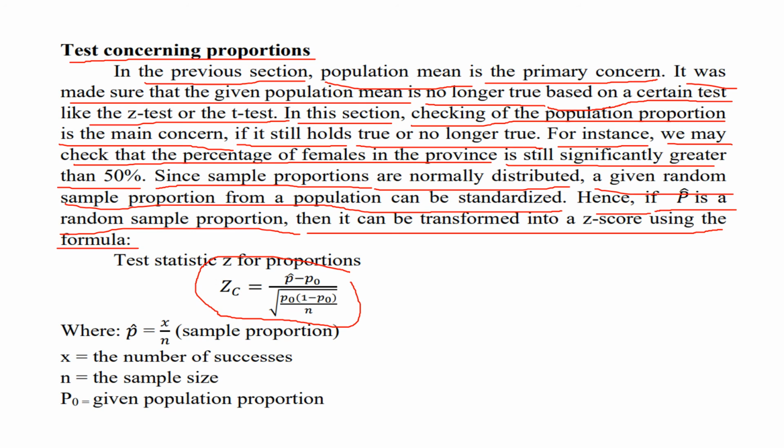Your p hat is the sample proportion that will be equal to x over n. Your x is the number of successes and n is the sample size. And your p0 now is the given population proportion.